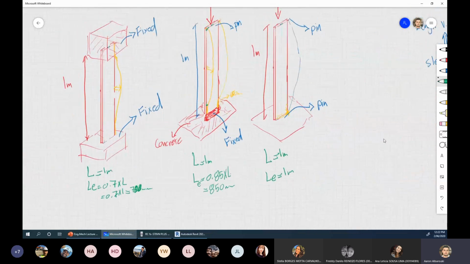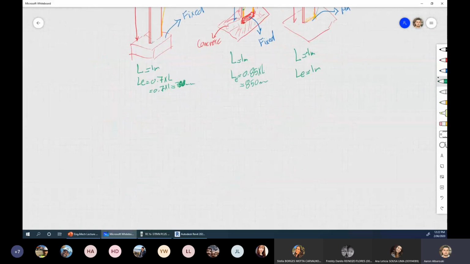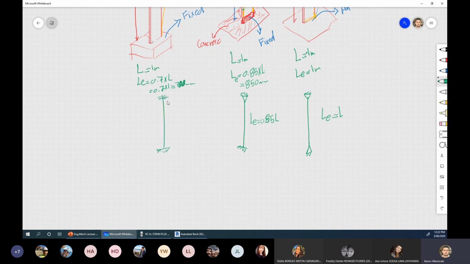Before I read your comments, guys, let me simplify this for you. I can draw the first column. We simplify it like this: pin, pin, and LE equals L in this case. The second case, fixed and pin, and LE equals 0.85 of L. And in this case, fixed, fixed, we say LE equals 0.7 of L. Does it make sense now, these diagrams?